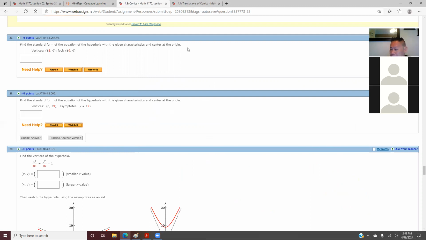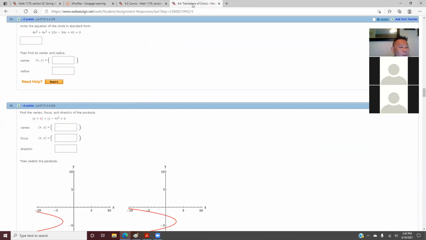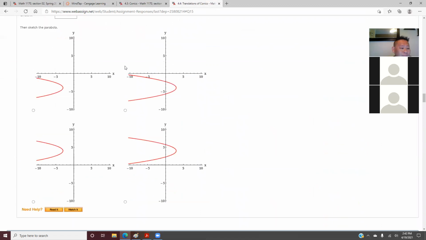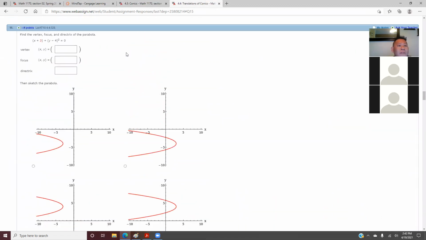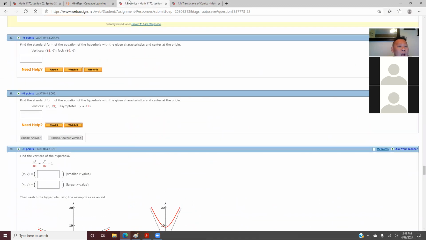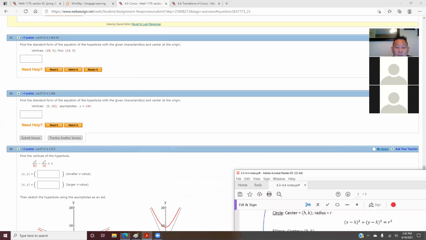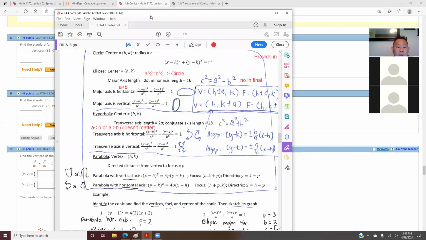You guys okay? Any more questions before I go on with more work? Isn't the minor axis on the horizontal? Which one? For the hyperbola one? Yeah. We don't have minor and major for hyperbola. Oh, okay. Hyperbola, we only have the transverse axis.